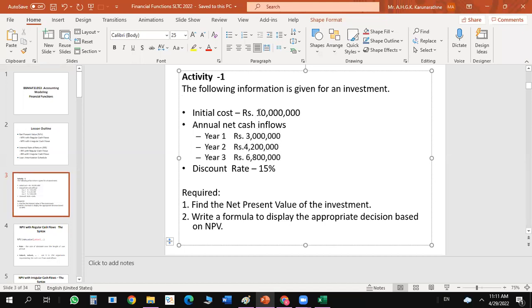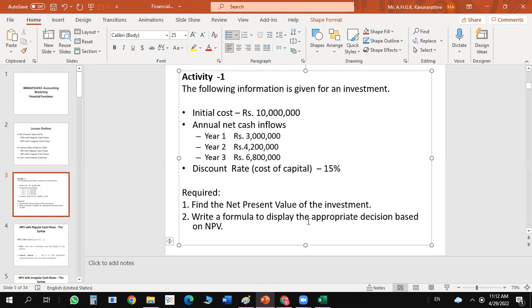Initial investment means the investment you are supposed to make at the beginning of the project, that is year 0. 0 means right now, right? Then this is the discount rate. Usually the discount rate means the cost of capital of the project. So let's say cost of capital 15% required. Find the net present value of the investment. Write a formula to display the appropriate decision based on NPV.